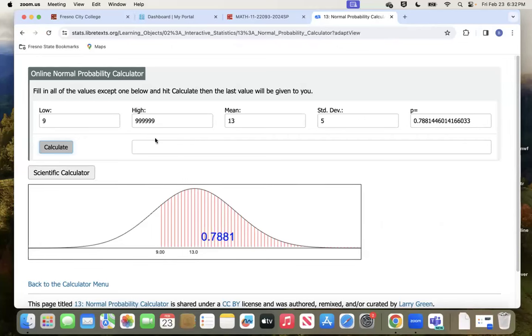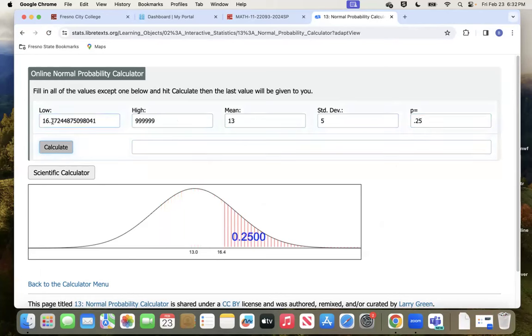So back here, we're on the same curve, but now I'm going to make the low blank. The high is still the same, mean and standard still the same, and the P now is 0.25. Calculate. There it is, 16.3724, I guess. That's close enough. So 3724, 3725, it'll take either answer. So there we go. That's how that works. Go back to the problem here.